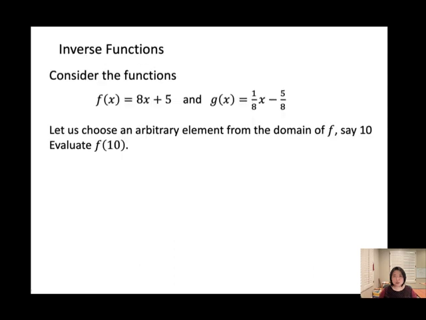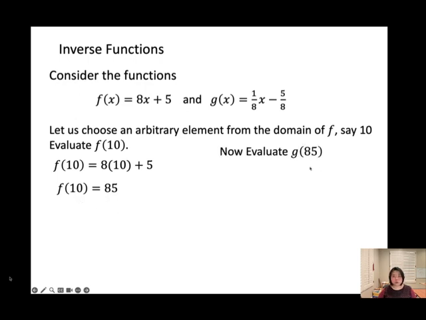Inverse functions. Consider the function f of x equal to 8x plus 5, and g of x equal to 1 over 8 x minus 5 over 8. Let us choose an element from the domain of f, say 10. Let's plug in x equal to 10 and find what f of 10 is. So we plug it in, and we get f of 10 equal to 85. We can write it as the ordered pair, parenthesis 10, comma 85. This represents your x, and this represents your y.